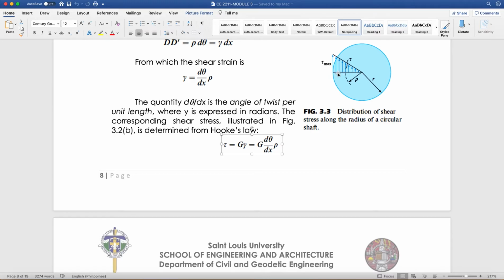But as we go out from the centroid, it is increasing linearly. Lumalaki siya linearly. Therefore, we can conclude that the maximum shear stress can be found at the outer radius. Okay? So, dito natin makikita yung maximum shear stress natin.